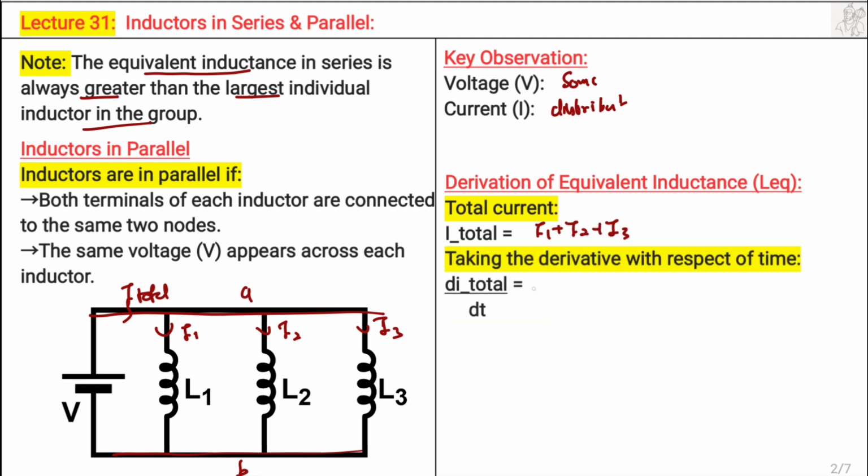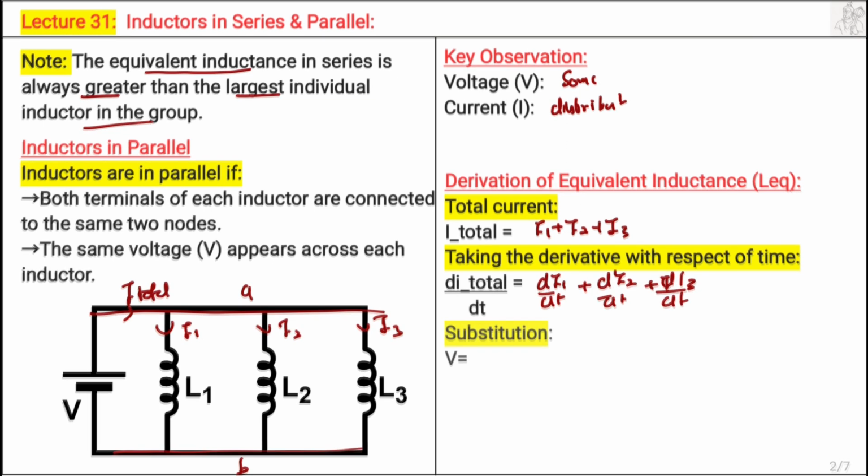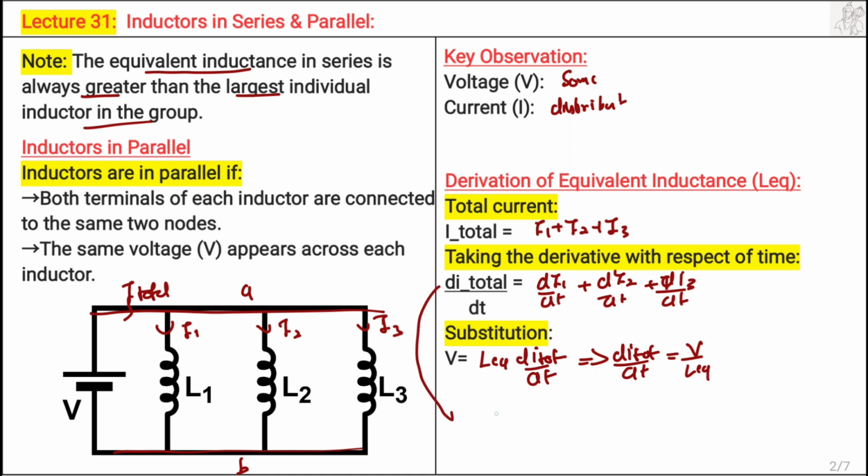Taking the derivative on both sides, we get di total by dt equal to di1 by dt plus di2 by dt plus di3 by dt. We know that the voltage is equal to L equivalent di total by dt, and from here di total by dt will be equal to V by L equivalent. Using this relation, we can replace this equation with V by L equivalent equal to V by L1 plus V by L2 plus V by L3.